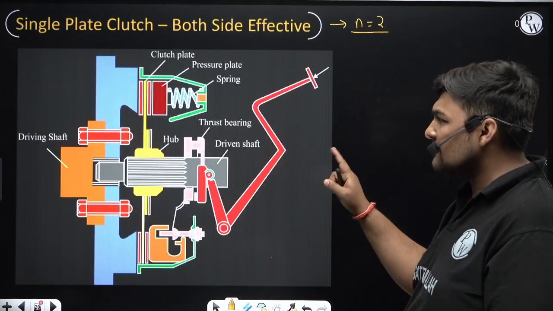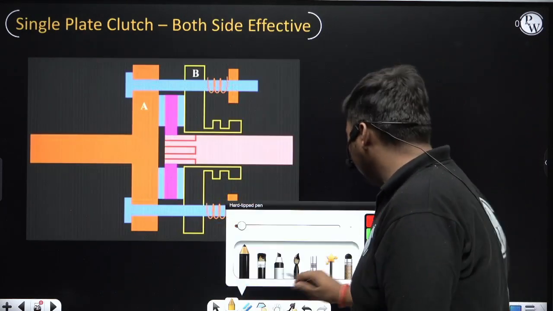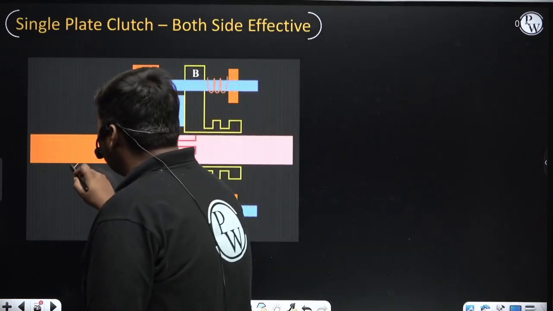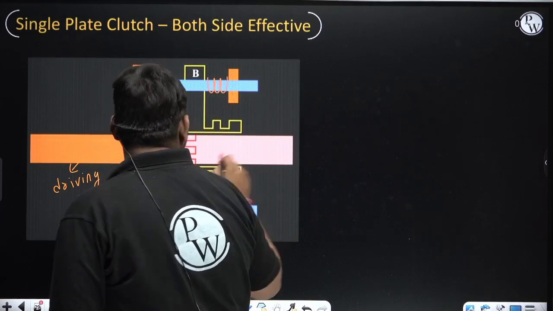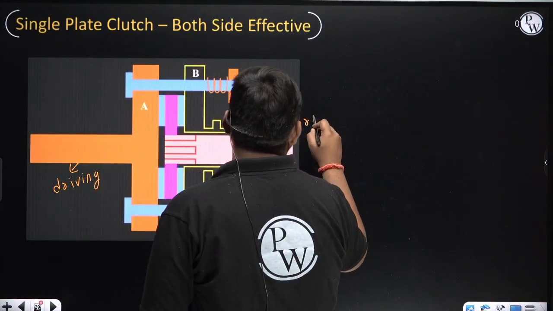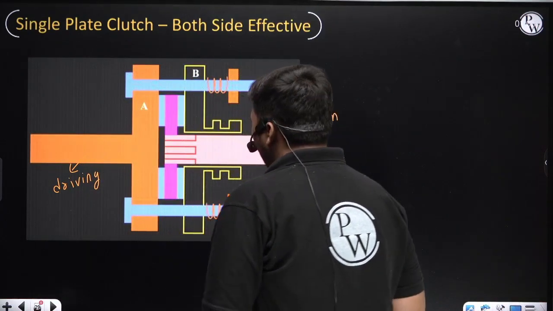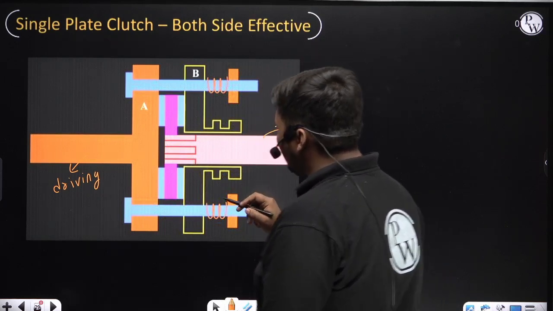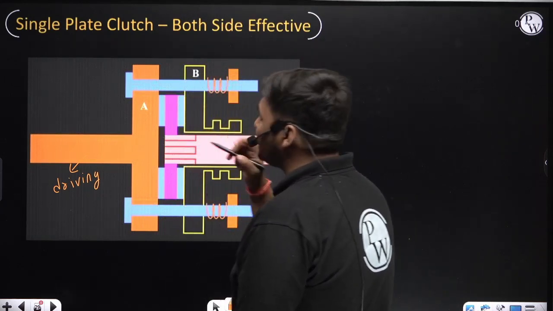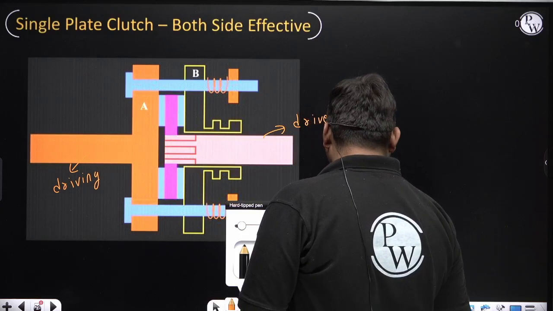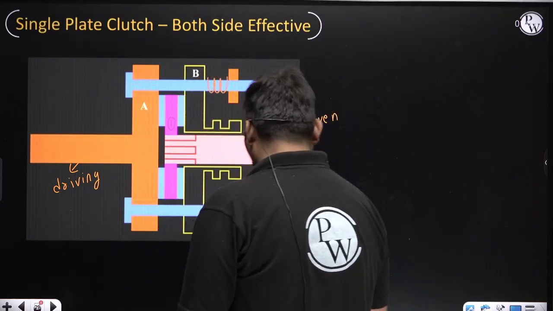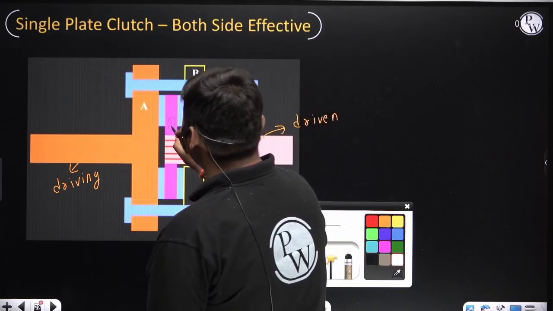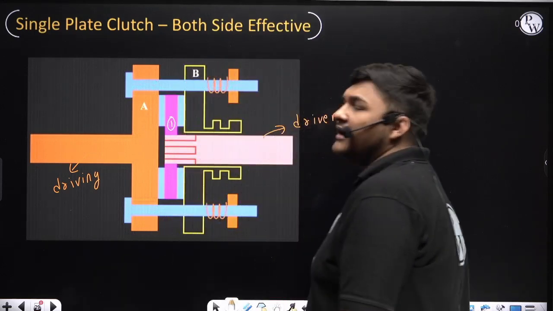Both diagrams are the same. Here you can see this shaft is the driving shaft or input shaft, and this shaft is the driven shaft. The number of clutch plates on the driven shaft is only 1, that's why this case is a single plate clutch. Suppose I denote this clutch plate as 1, and since the number of plates on the driven shaft is 1, this is a single plate clutch.